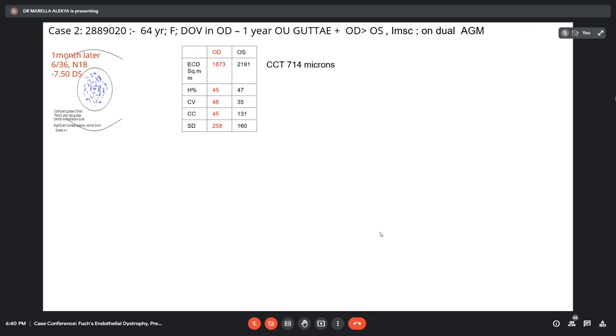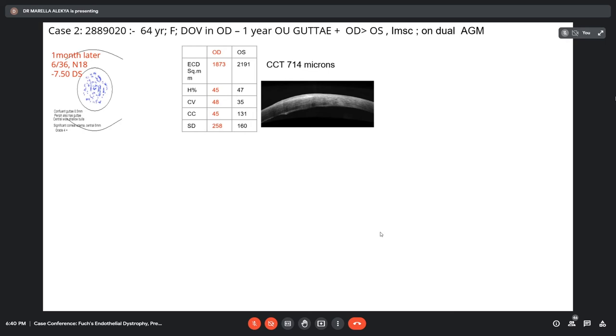Stop a second. Just see this, guys. Corneal edema is significant, but cell count is pretty good. It's 1000 plus, okay? But the percentage of hexagonal cells is low, 45, and coefficient of variance is moderate. But this OCT shows significant subepithelial fibrosis.